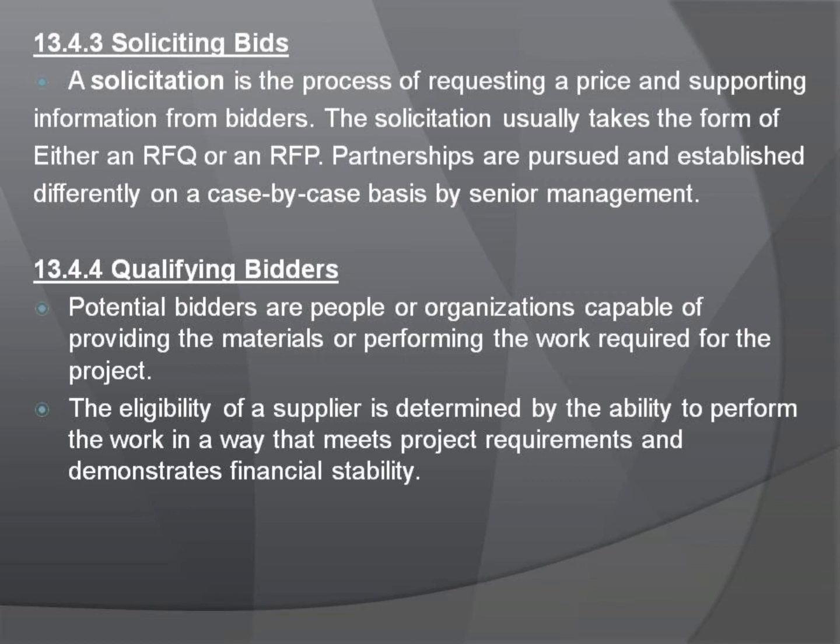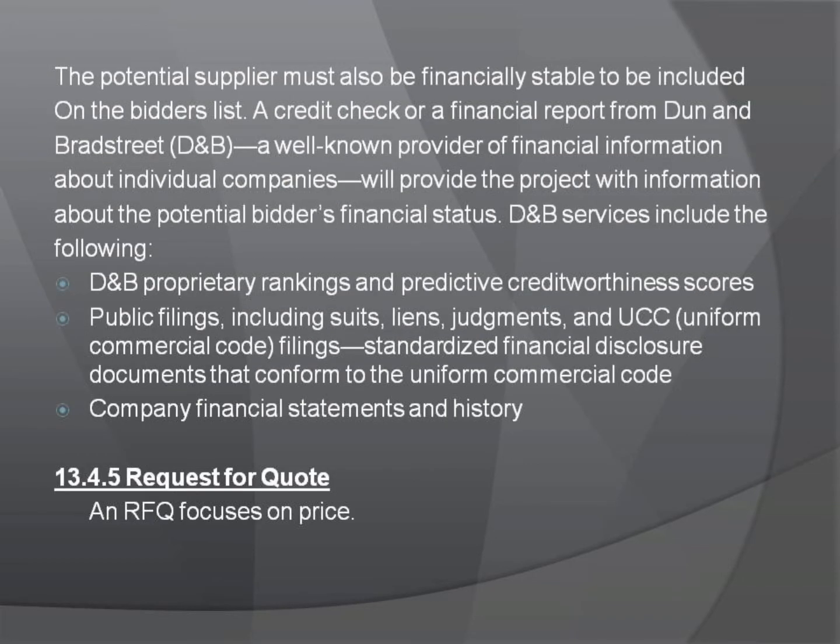Ability to perform the work includes the ability to meet quality specifications and the project schedule. During times when economic activity is high in a region, many suppliers become busy and stretch their resources. The project team investigates the potential suppliers before they are included on the bidders list to ensure that they have the capacity and track record to meet deadlines. The potential supplier must also be financially stable to be included on the bidders list.